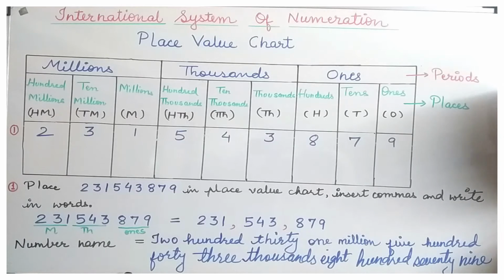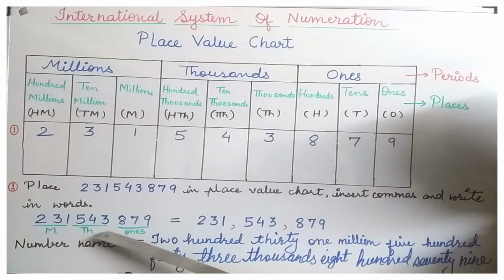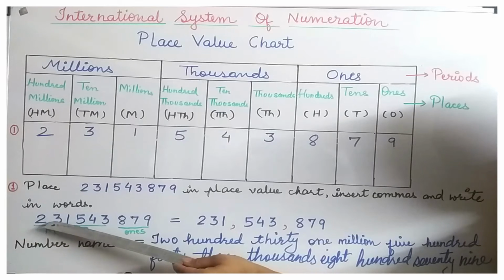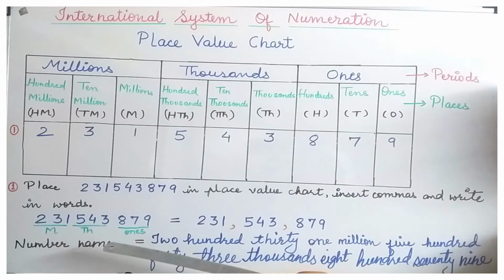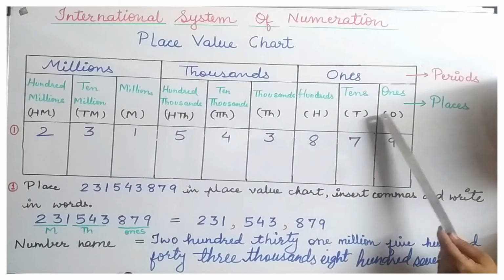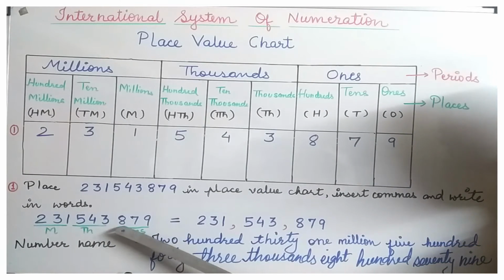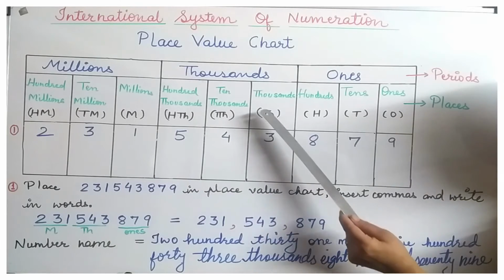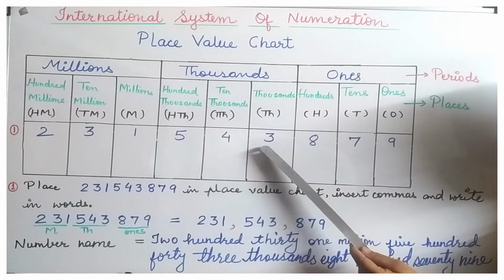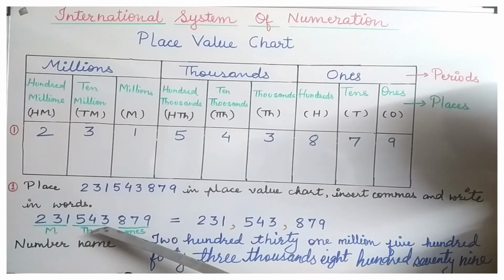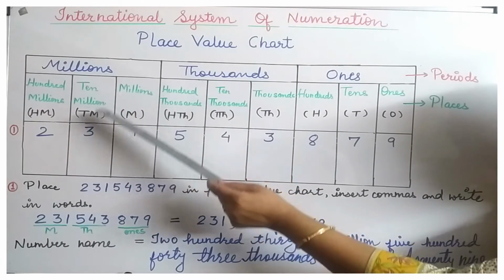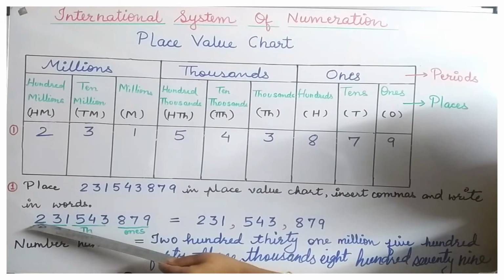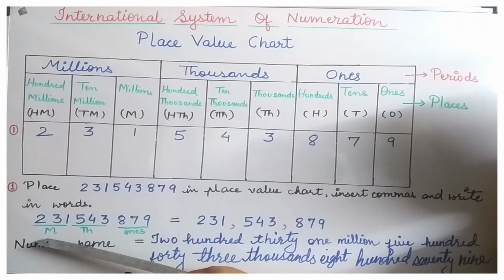Let's understand it. First, see these numbers. There are 1, 2, 3, 4, 5, 6, 7, 8, 9. There are 9 digit number. We can separate them in the periods first. So first period contains 3 numbers. So 3 numbers in the ones period. Then again next period is thousands period. Thousand period again contains 3 places. So we can count 1, 2, 3 in the thousands period. And the next period is millions. So remaining 3 numbers should be in the millions period.